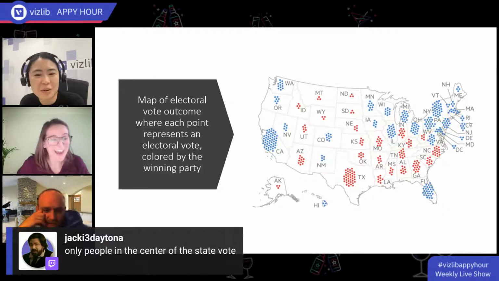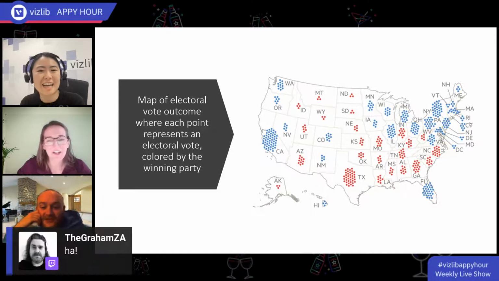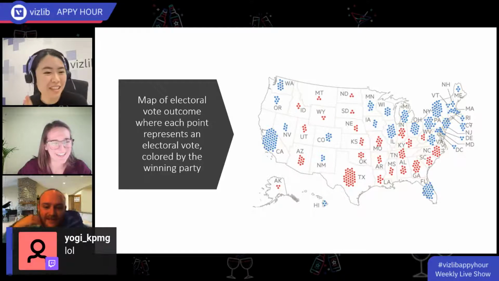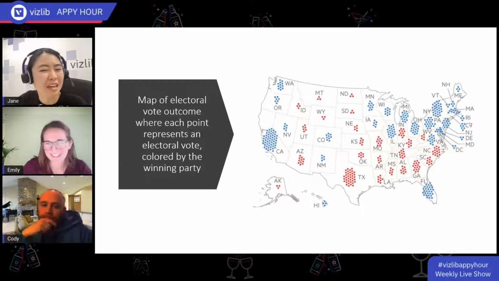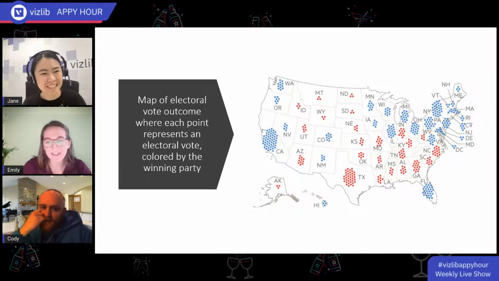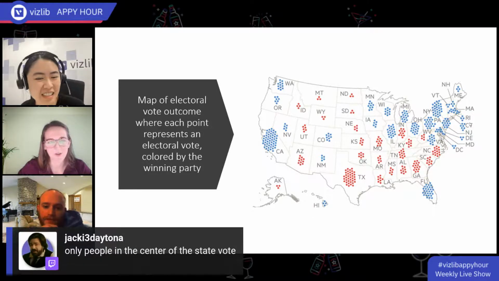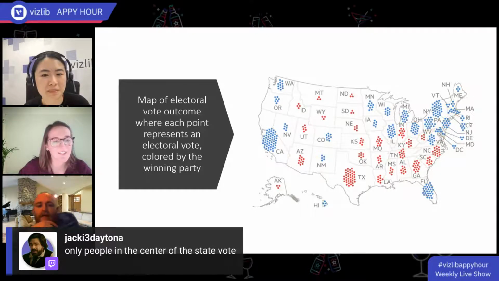That's a really great point. That's true, because the Electoral College will take like an hour to explain. People are like, wait, what? I don't get it. Well, I like that point that it looks like only the people in the center of the state vote, because the map is deceiving in the sense that it's showing those electoral votes only in the center of the state.